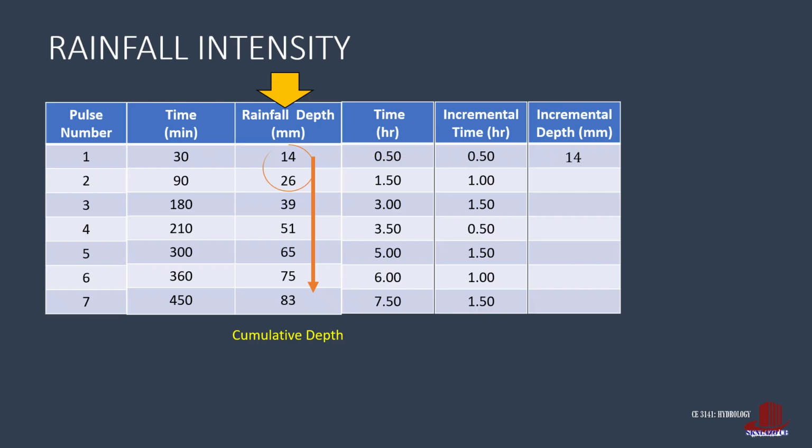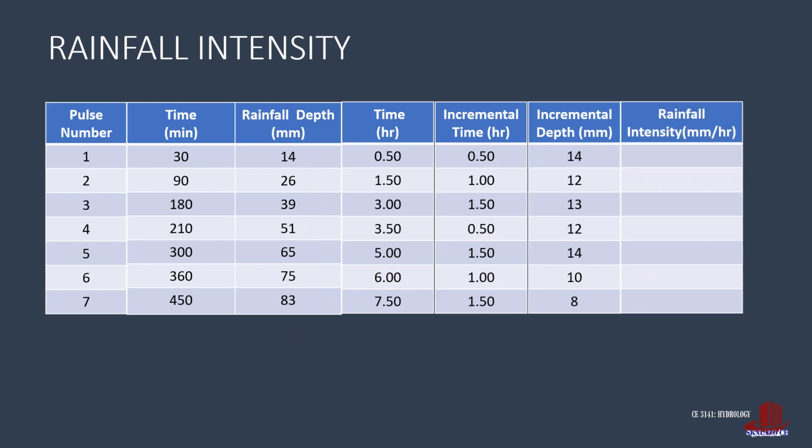Then 26 less 14 is 12. Also, 39 minus 26 is 13. 51 minus 39 is 12, followed by 65 minus 51 as 14. Next, there is 75 minus 65 as 10, and 83 minus 75 is 8. We have now the numerator for the rainfall intensity.